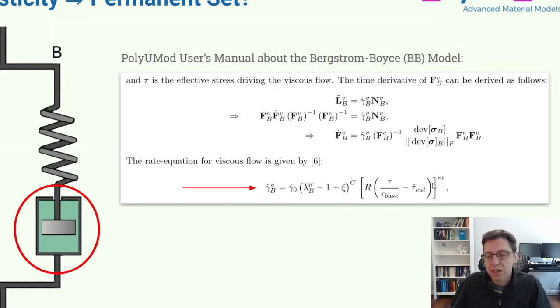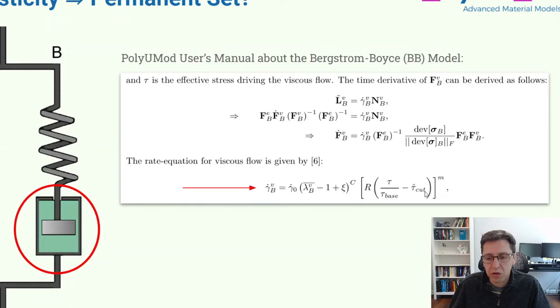In addition to that, even if you don't have this cutoff value here, when you raise this to a power m, if m becomes very large, what happens is this becomes more and more like a material model that has a yield surface. So the m value has a strong influence on the permanent set.